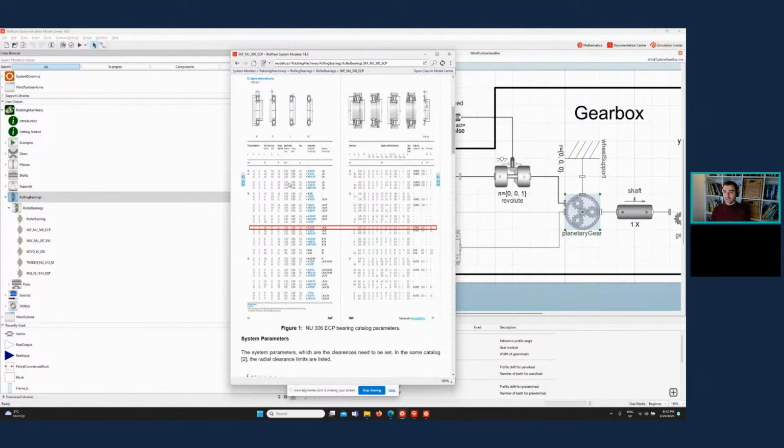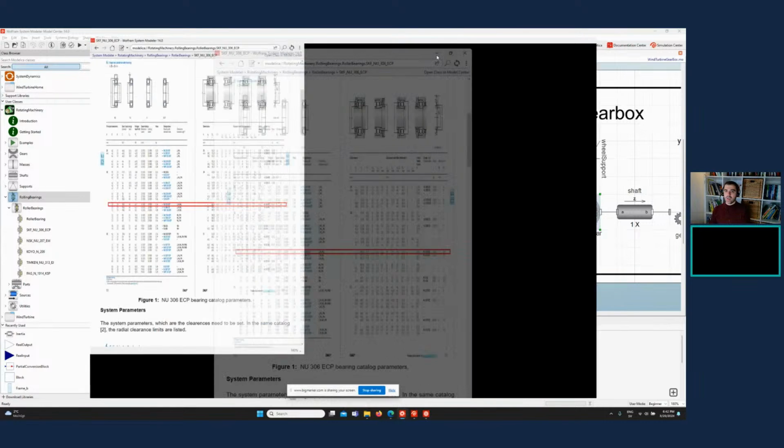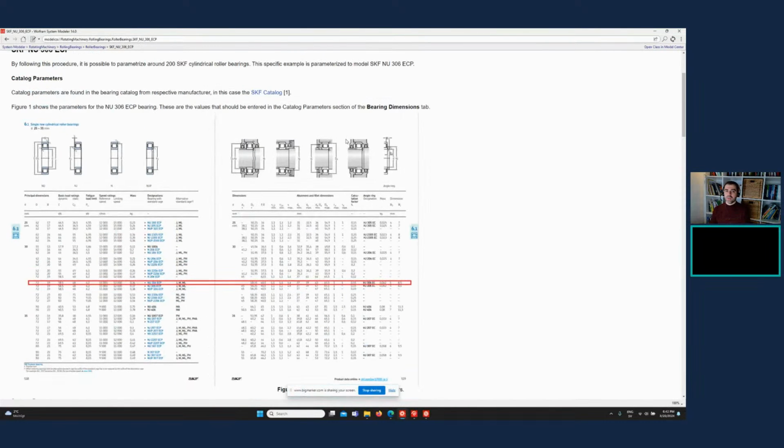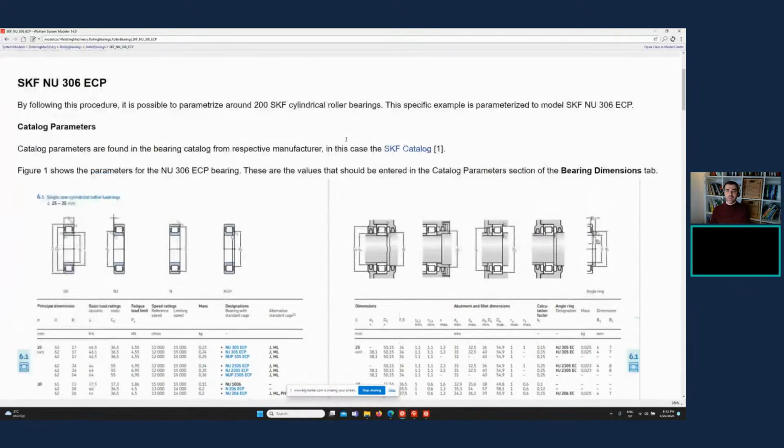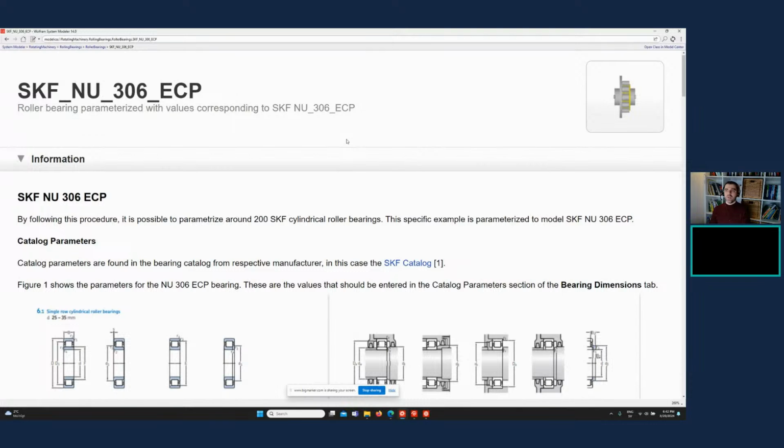Can you make this full screen and bigger so people actually see what's going on? Right, keep increasing, keep increasing. And now I think most people will be able to see it.